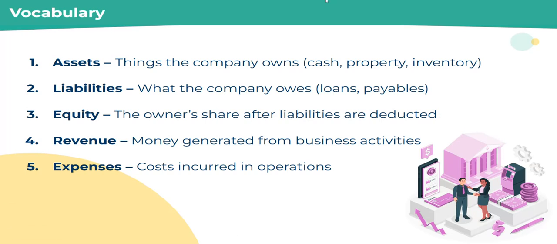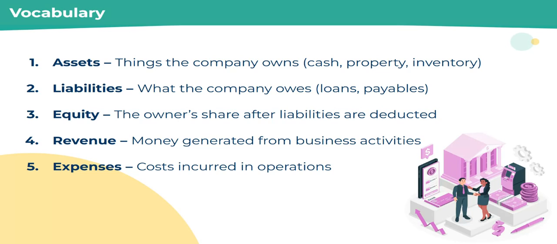So we're going to have a look at some vocabulary now. Okay, so number one, assets. Things the company owns. Cash, property, inventory. These are assets. Number two, liabilities. What the company owes. Loans or payables. These are the liabilities. Number three, equity. So the owner's share after the liabilities are deducted. The equity.